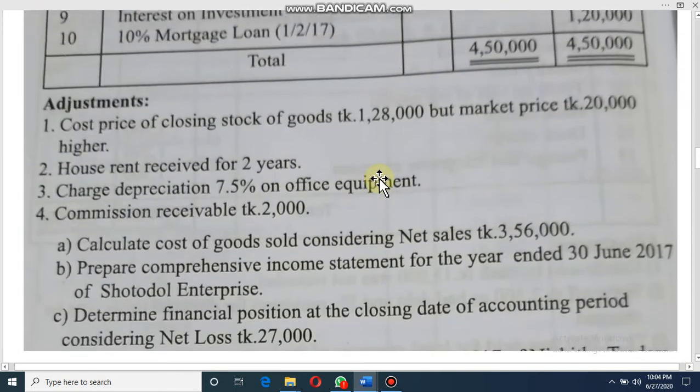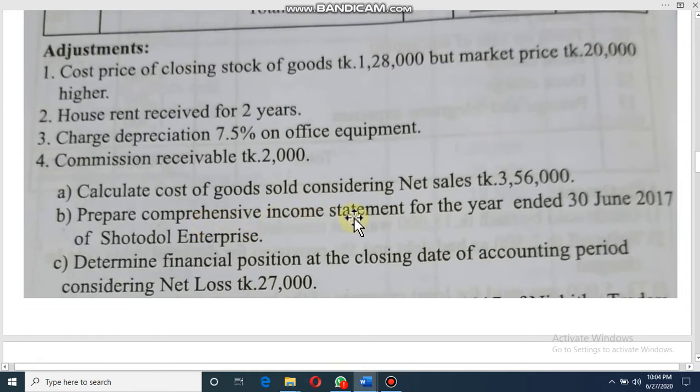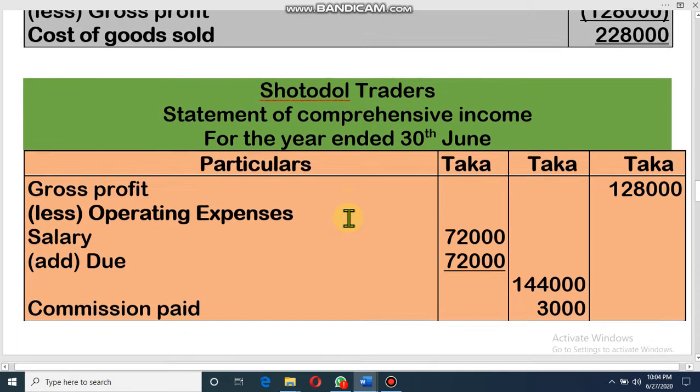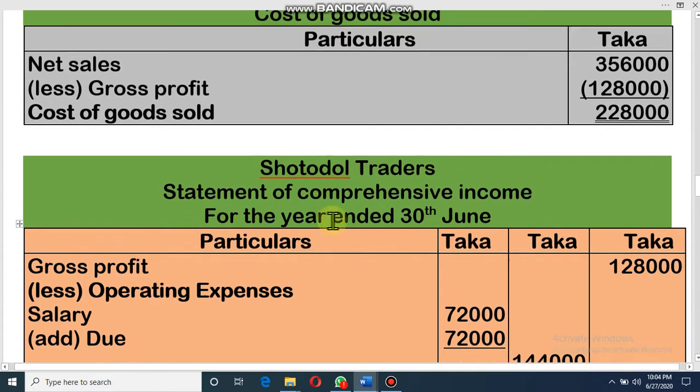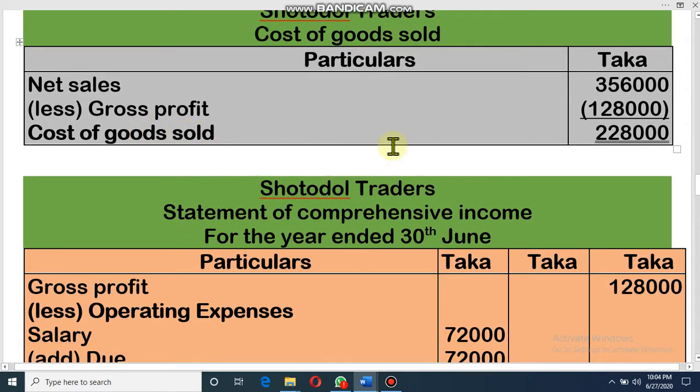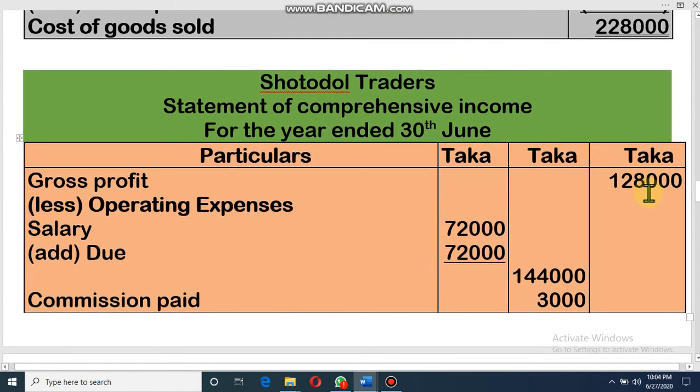Now requirement B, prepare comprehensive income statement. That means we have to prepare the income statement. Dear student, you know the formula of income statement. At first we have to write the gross profit because gross profit is given here. If gross profit is not given, then we have to write at first net sales, then cost of goods sold, then gross profit. So gross profit is given.